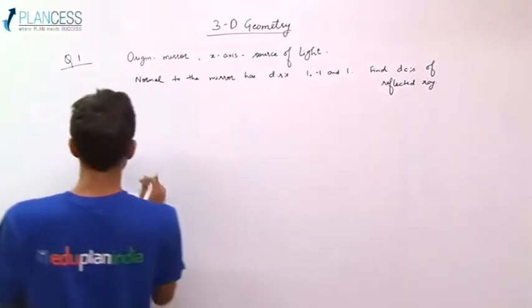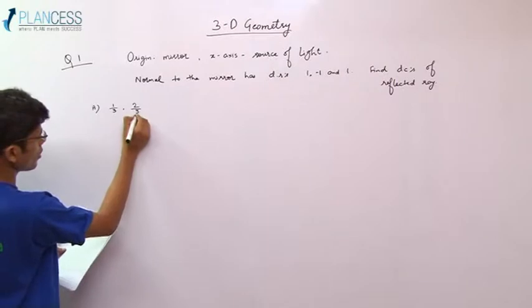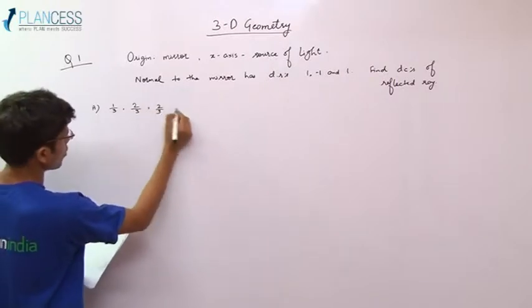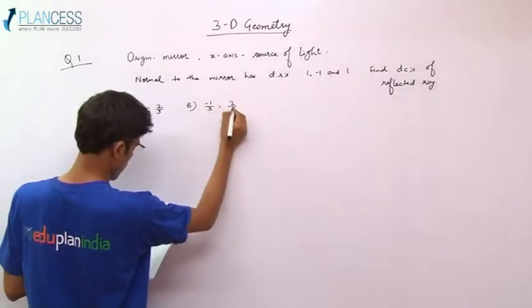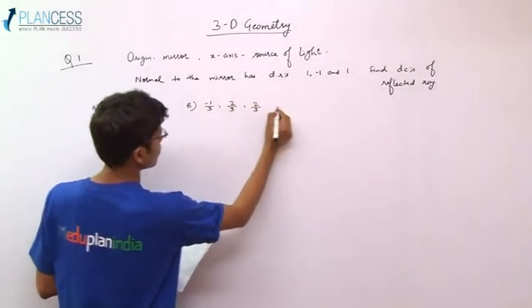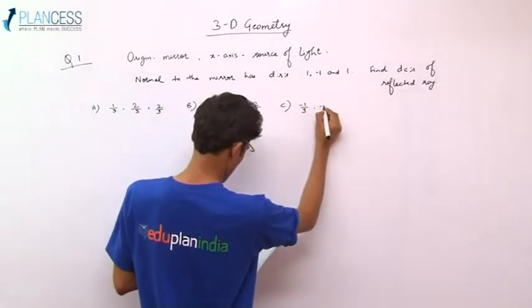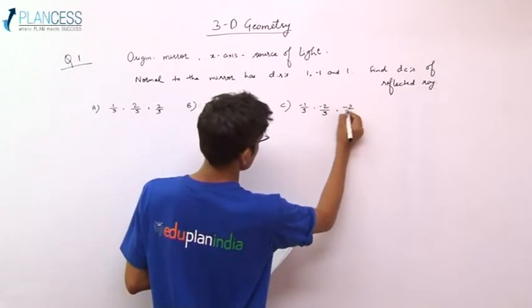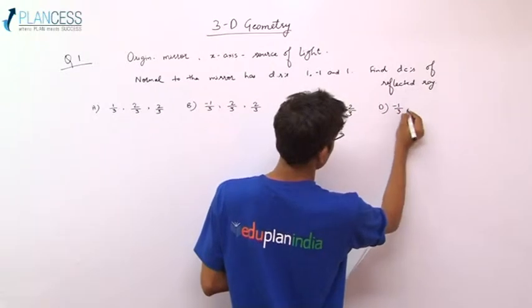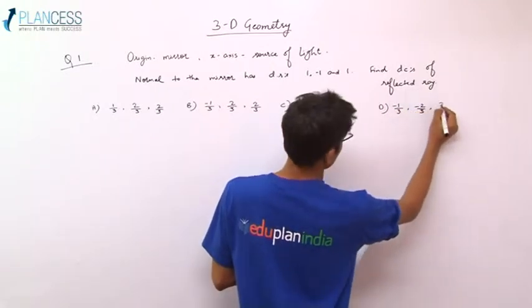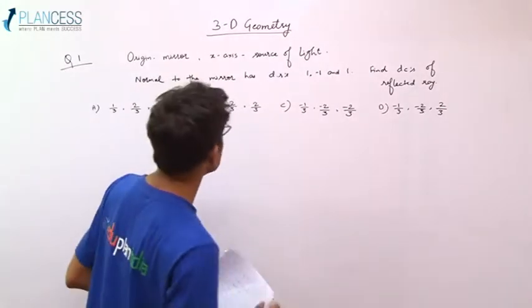The options are: 1/3, 2/3, 2/3; -1/3, 2/3, 2/3; -1/3, -2/3, -2/3; and fourth is -1/3, -2/3 and 2/3.